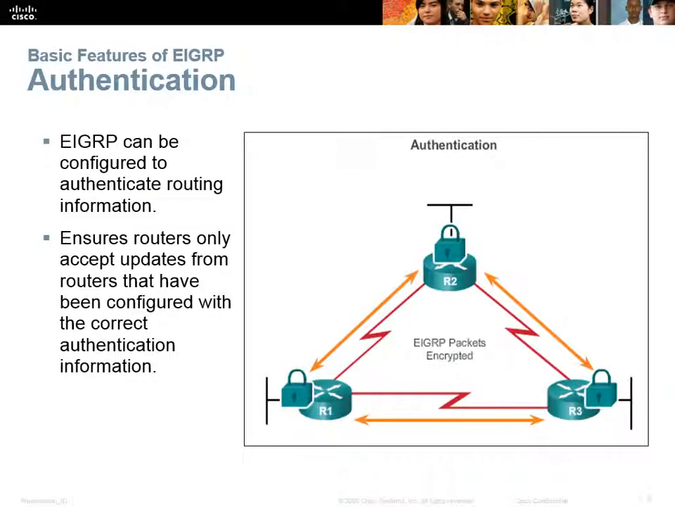EIGRP can be configured to authenticate routing information. Well, what is EIGRP? Is it a dynamic routing protocol, or is it static? How many of y'all say it's static? How many of you say it's dynamic? Those that raised their hand for dynamic are absolutely correct. It can be configured to authenticate routers or routing information. This ensures that routers only accept updates from routers that have been configured with the correct authentication information.